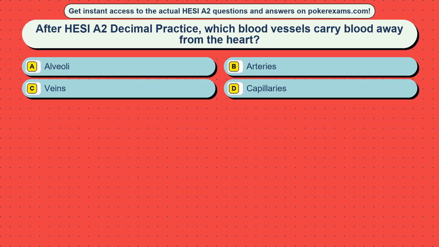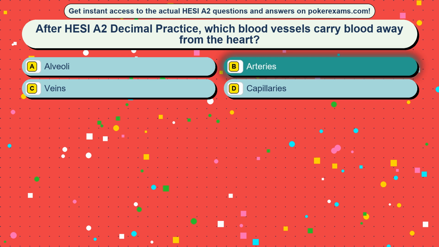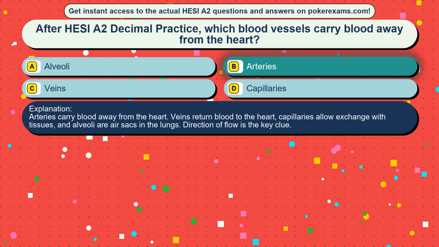Question 36. After HESI A2 decimal practice, which blood vessels carry blood away from the heart? Option A, alveoli. Option B, arteries. Option C, veins. Option D, capillaries. The correct answer is option B, arteries. Arteries carry blood away from the heart. Veins return blood to the heart. Capillaries allow exchange with tissues, and alveoli are air sacs in the lungs. Direction of flow is the key clue.